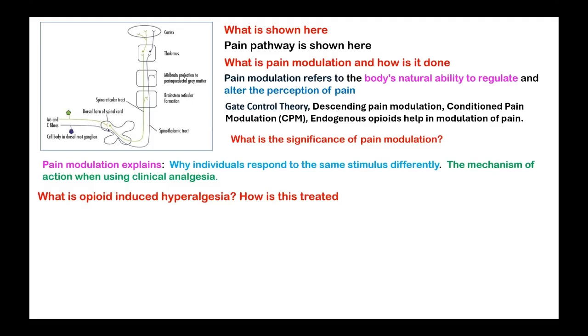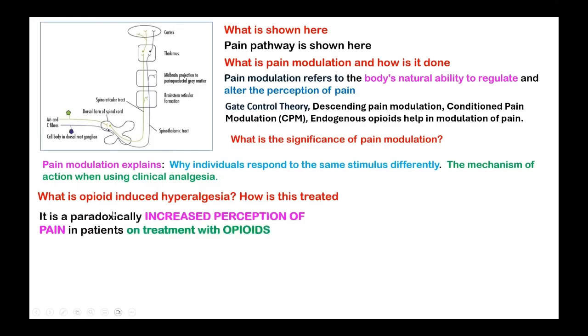What is the normal action of opioids? Do they reduce pain or increase pain? They reduce pain. They are supposed to reduce pain, but they themselves can increase the perception of pain, causing what is called hyperalgesia. This is a paradoxical situation, isn't it? Yes, sir. So how do you treat that condition?